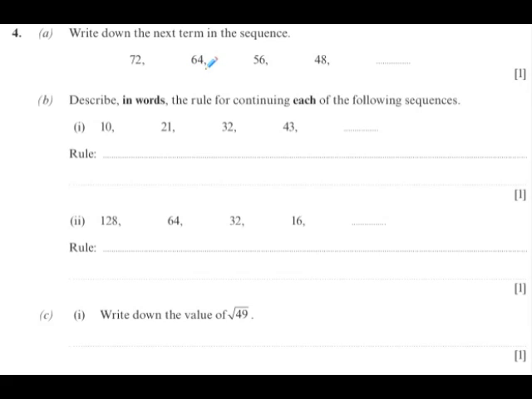So here, if we take away 64 from 72, if you can't do this in your head, do it on a scrap piece of paper, that's fine. And you'll find the difference is 8. Similarly, take 56 away from 64 and you'll find again the difference is 8. And if you do the same with these two numbers, you'll find the difference is 8. So quite clearly you need to take 8 away from 48, and that is very simply 40.